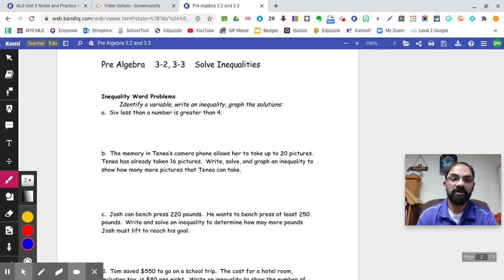Hopkins. Today we're going to continue on with solving inequalities. Today they are word problems. So the first thing we want to do is identify a variable. We're going to write the inequality and then we're going to graph the solution.